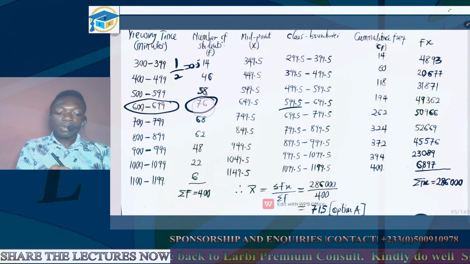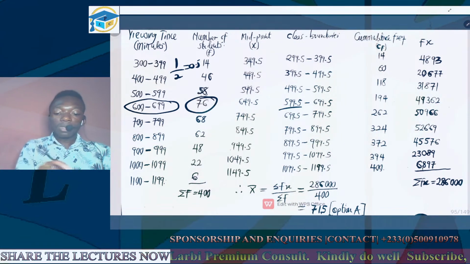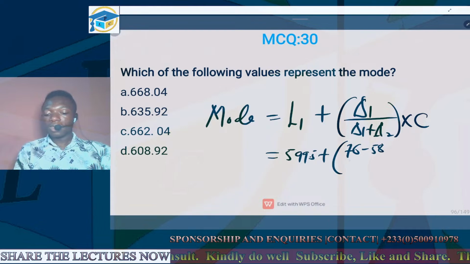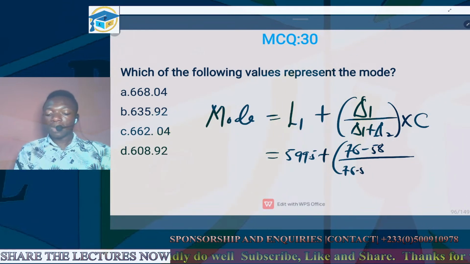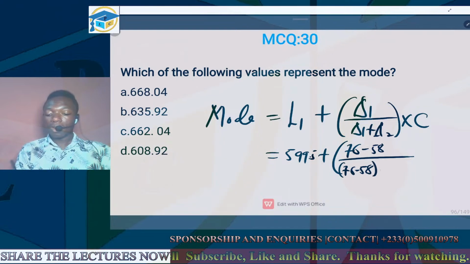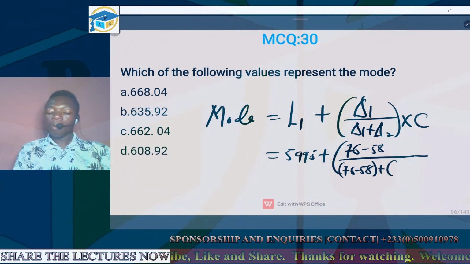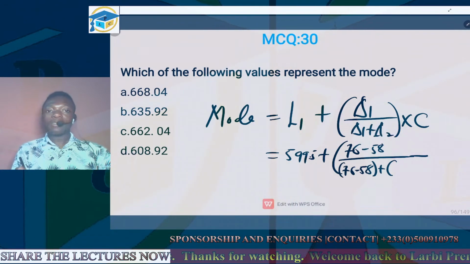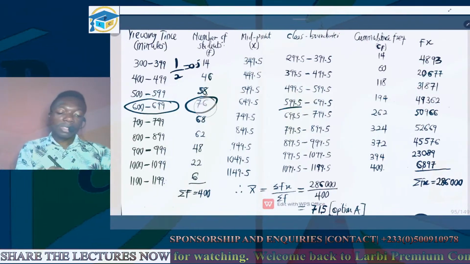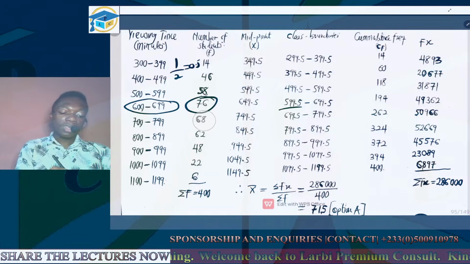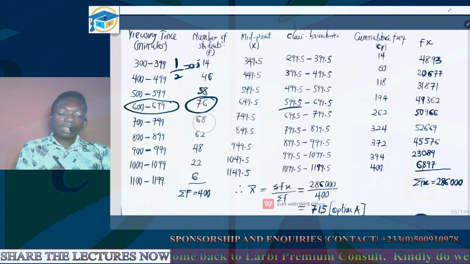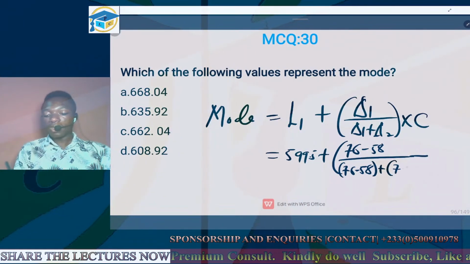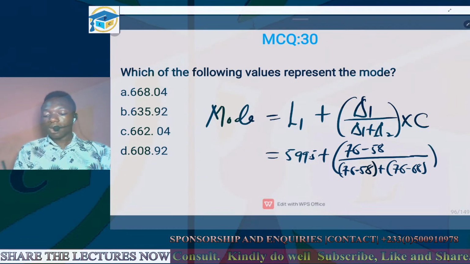I hope you can see that. You take the difference between the two, and whatever we get becomes triangle 1. So we're going to have 76 minus 58, divided by 76 minus 58, plus you also compare triangle 2, which is the difference between the frequency of the modal class and the frequency that comes after the modal class. So we have 76, compared to the frequency after the modal class, which is 68. So you're going to have 76 minus 68.